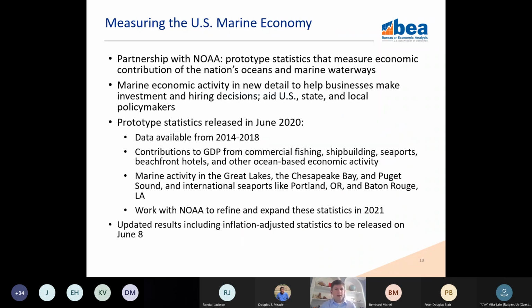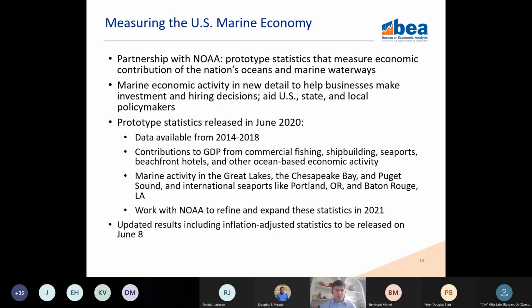Another area where we are doing research is the marine economy, or the ocean economy. As is often the case with these accounts, this is being done as part of a partnership, in this case with the U.S. National Oceanic and Atmospheric Administration, or NOAA. Prototype statistics on the marine economy were released last June, covering the period 2014 to 2018. These were only nominal results that we released last year, nothing adjusted for inflation at that point.